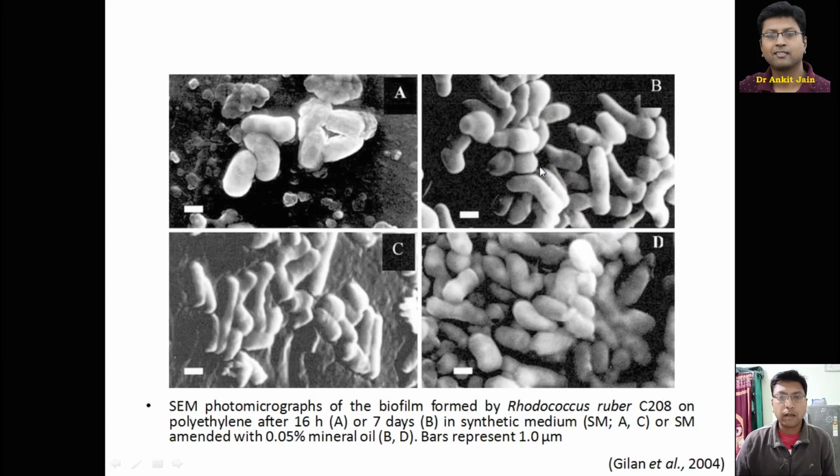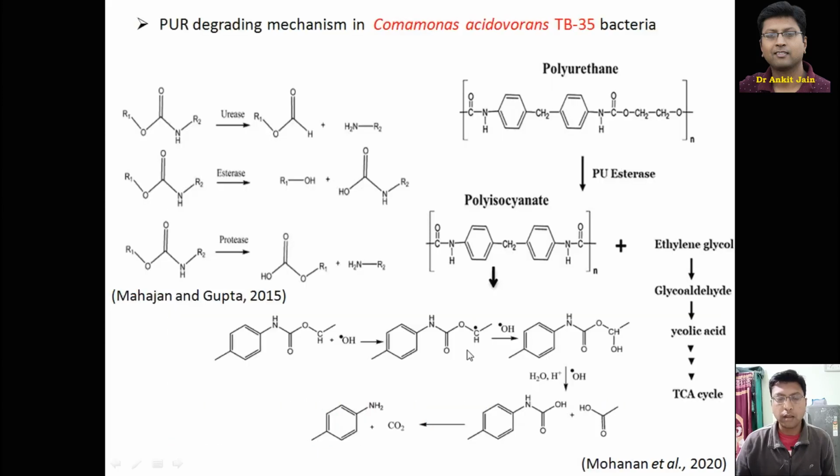So this is a bacteria, Rhodococcus ruber, under the scanning electron microscopy. It shows in the A and B there is, sorry, it is 16 hours growth incubation, and after 7 days of incubation, this is a growth seen on the film, that is on the polythene, that is seen under the electron microscopy.